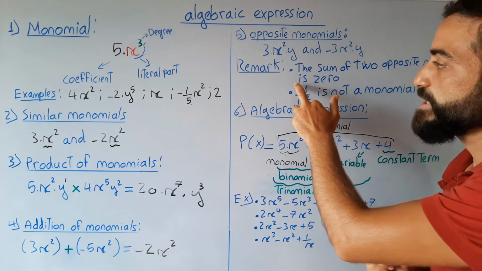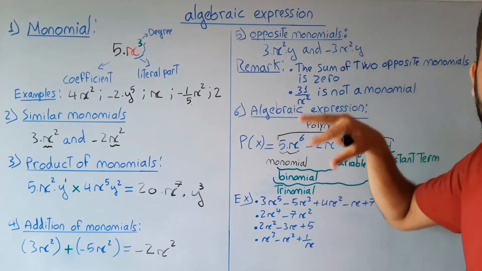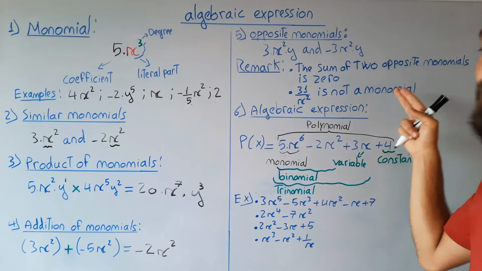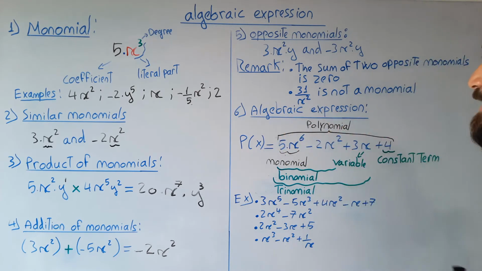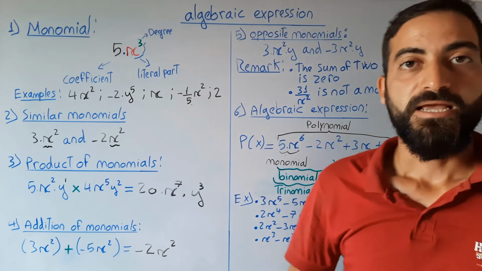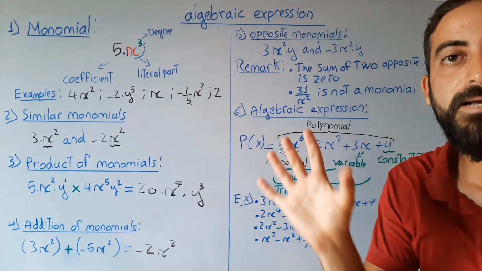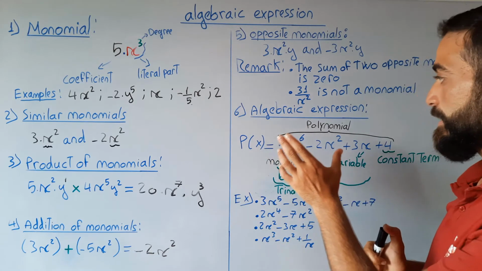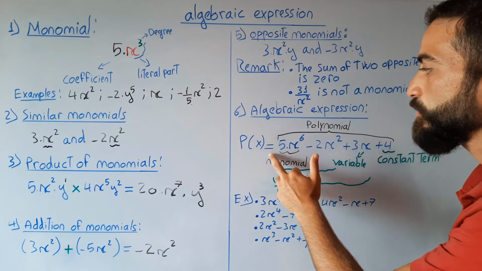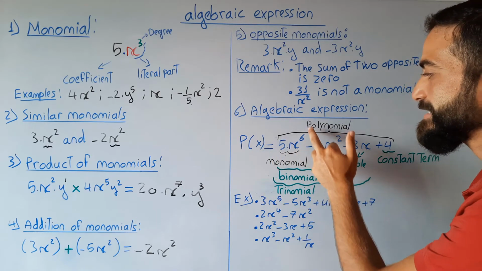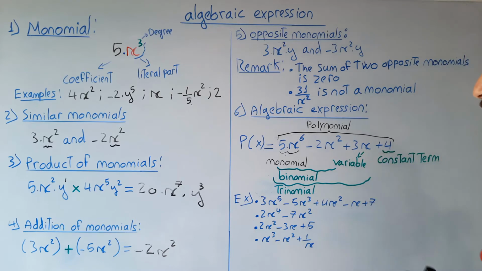The coefficient and literal part is divide, so not monomial. An algebraic expression is a sequence of monomials added or subtracted. For example, P(x) equals 5x^6 minus 2x^2 plus 3x plus 4.